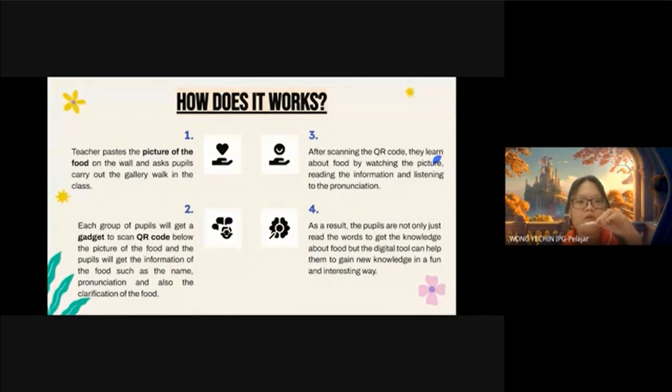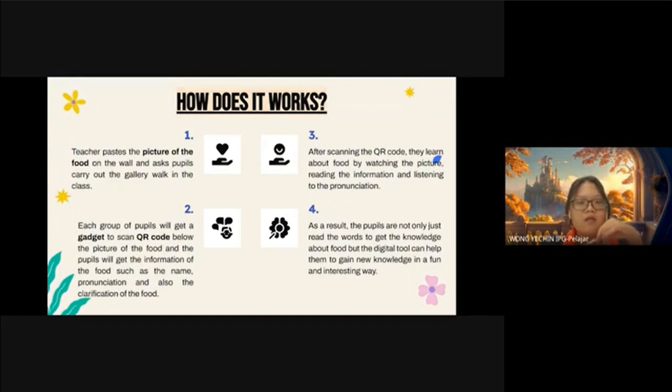Furthermore, the pupils will be divided into groups. Each group of pupils will get a gadget, and if the gadgets are limited, they can take turns to use it. After that, they use the gadget to scan the QR code below the picture of the food. So the pupils will get the information of the food, like the name, the pronunciation, and the classification of the food, which is healthy or unhealthy, and also countable or uncountable.